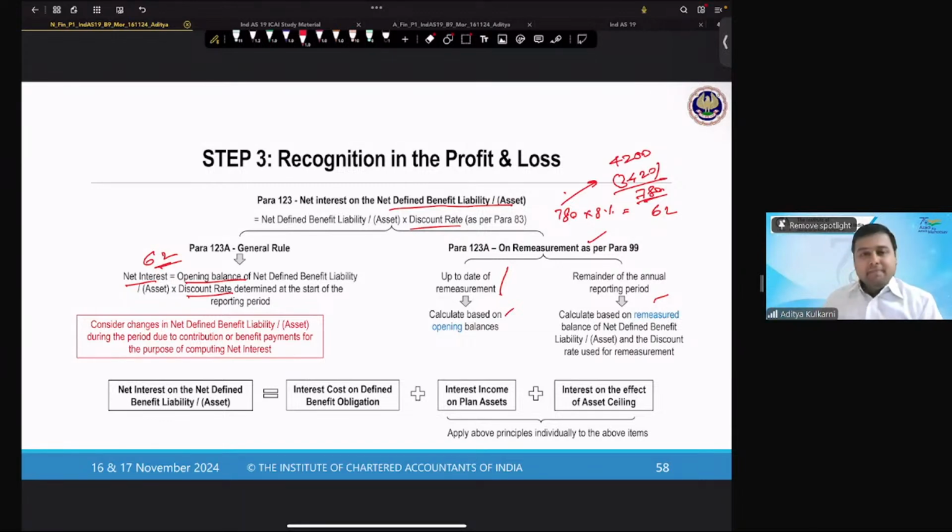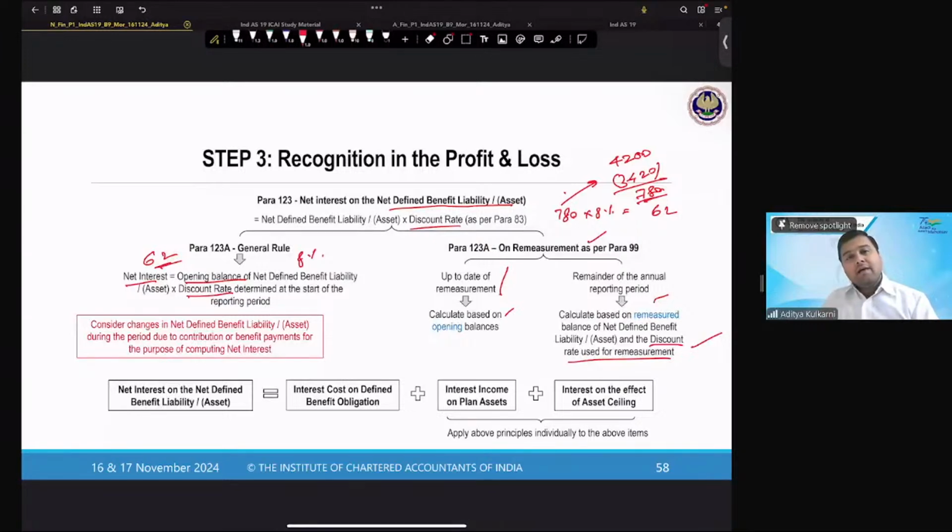Yes. So that is why, when you read this theory first, you will think, oh, this is so complicated, we are not able to understand it. But when you do a question, it eases out a lot of things, and this is logical, okay? And you will use the discount rate that is used for remeasurement. This is important because in this question, I used an 8% discount rate at the start of the period.